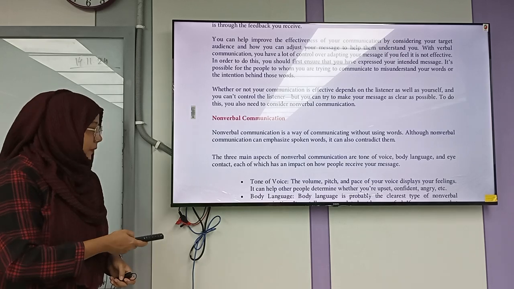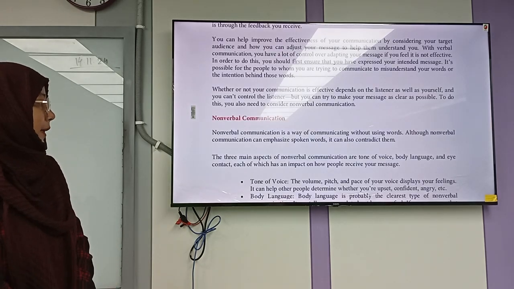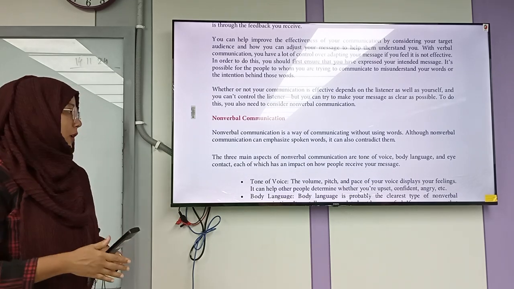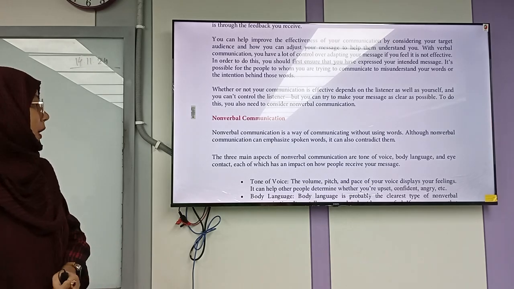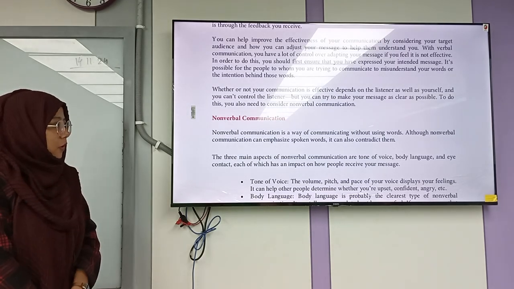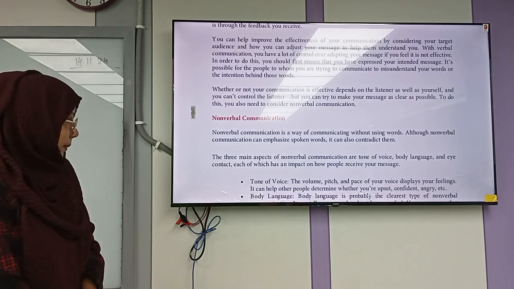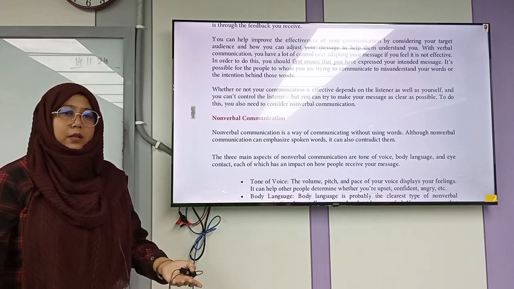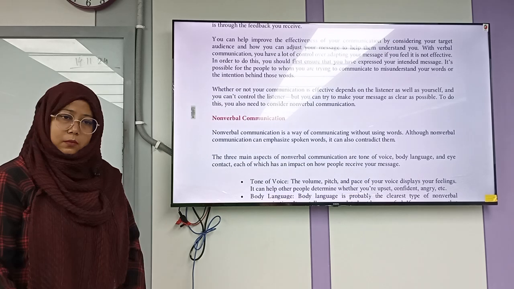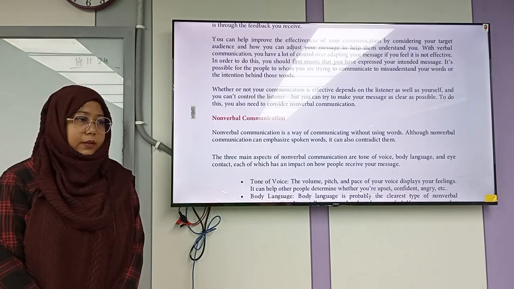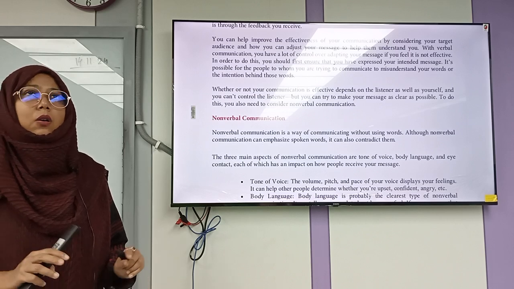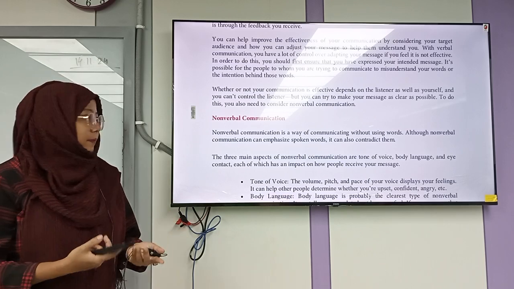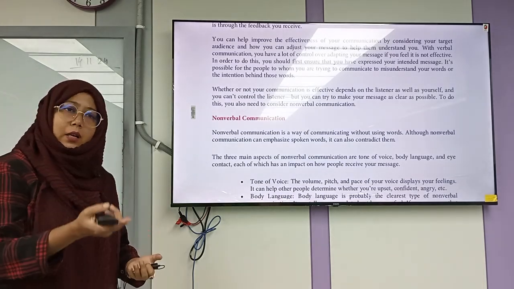Tone of voice includes the volume, pitch, and pace. Pitch means the level of sound, volume is loudness, and pace is the speed of your voice, which displays your feelings. It can help other people determine whether you are upset, confident, angry, etc. So your mother is upset with you, voice going like that; confident, okay. Your mother says okay, or you say, Mom, I'm confident I can manage it, I can do it. Please, Mom, trust me, for example. Anger also works the same way.